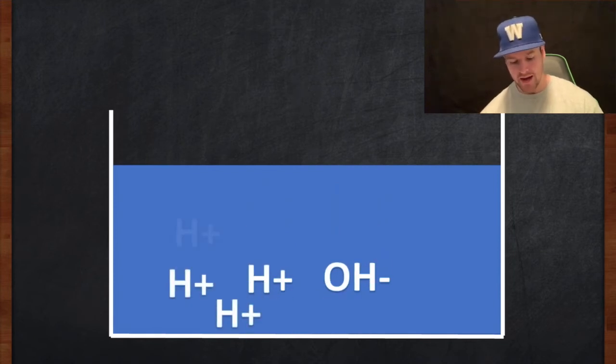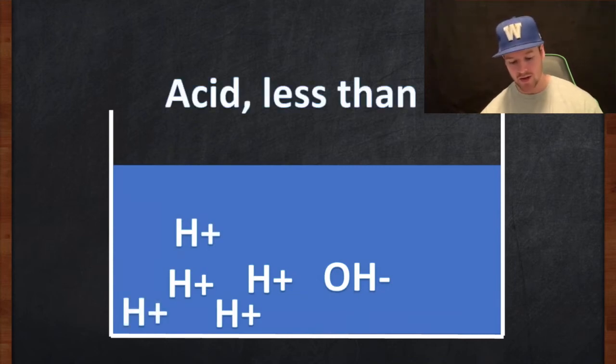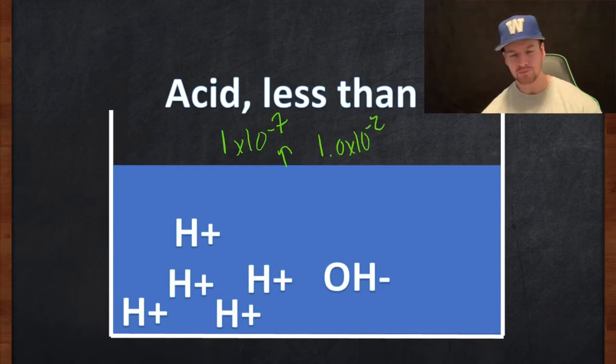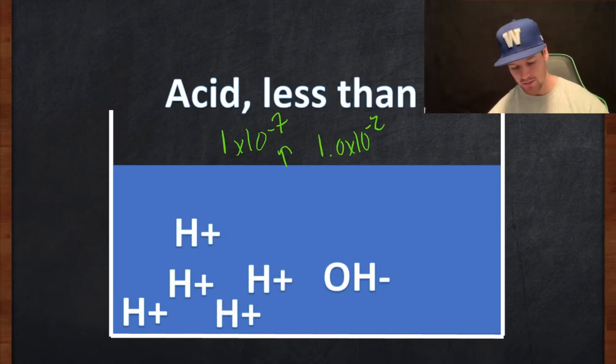But if we start to add more H+ like we saw with the HCl, that's going to be acidic, less than 7. And the reason for that is we have 1 times 10 to the negative 7 was neutral. To get a bigger number here, more H+, this negative exponent becomes less, like 1.0 times 10 to the negative 2. I'm not sure if you dealt with exponents that much for math, but this is a much bigger number.